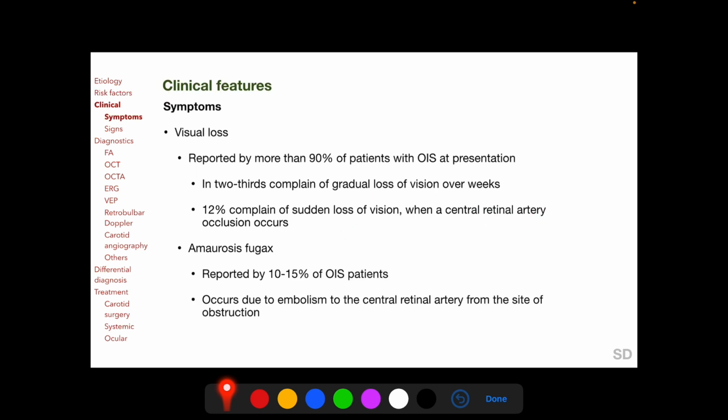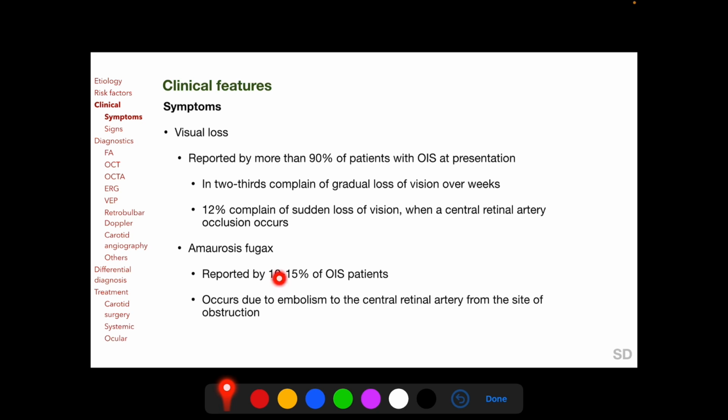The typical symptoms of OIS are visual loss, prolonged recovery of vision following exposure to bright light, and pain in and around the eye. Visual loss is reported by more than 90% of patients with OIS at presentation, and among them, the majority complain of gradual loss of vision over weeks, and a few may complain of sudden loss of vision when a central retinal artery occlusion occurs in an eye with OIS. We will be discussing how central retinal artery occlusion may occur in an eye with OIS later in this session.